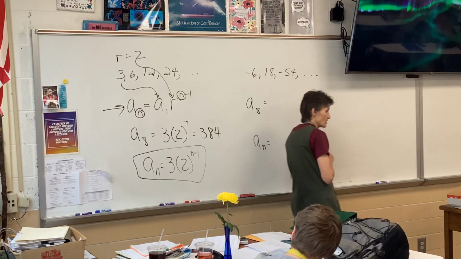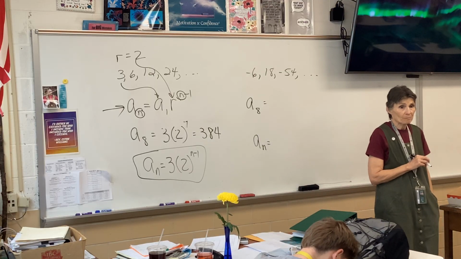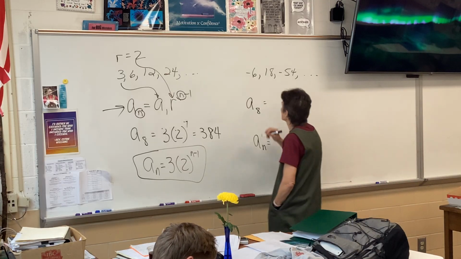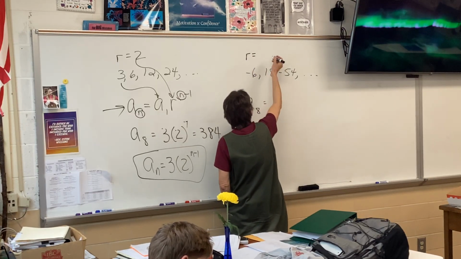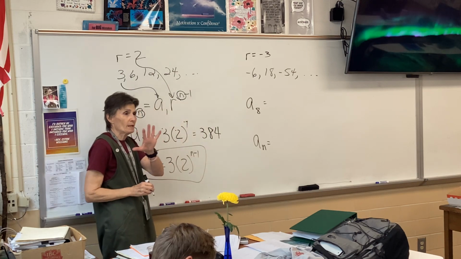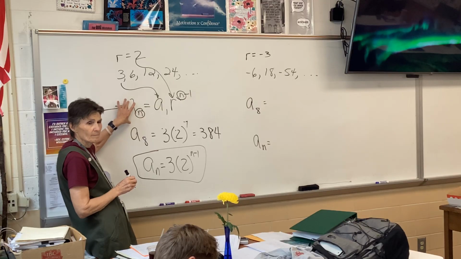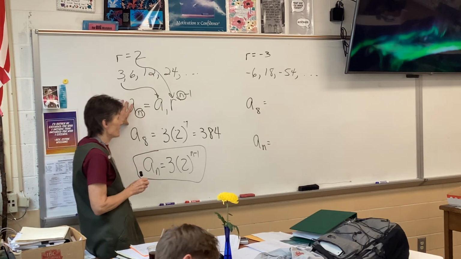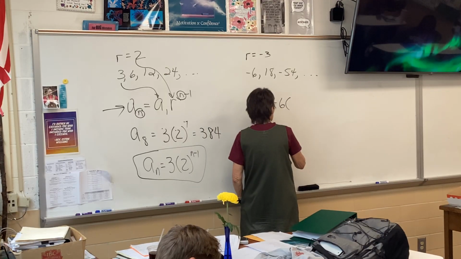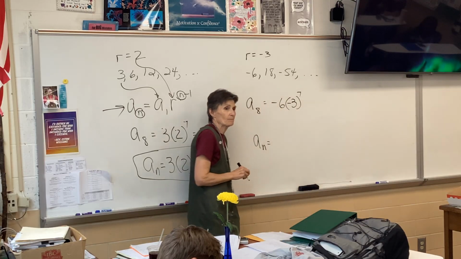Really, before you can start, what do you have to figure out? Am I arithmetic or geometric? And what was your conclusion? With a ratio of? Perfect. As soon as you realized you were geometric, then you should have focused on this formula. So a sub 8 will be -6 times -3 to the 7th.